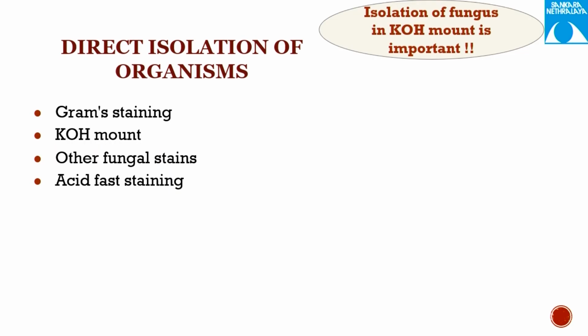So for direct isolation of organisms, there is gram staining, KOH mount, there are other fungal stains, and there is acid fast staining. So here I'd like to point out that isolation is only for culture. Here you mean the direct identification. Yeah. The isolation actually always means culture.